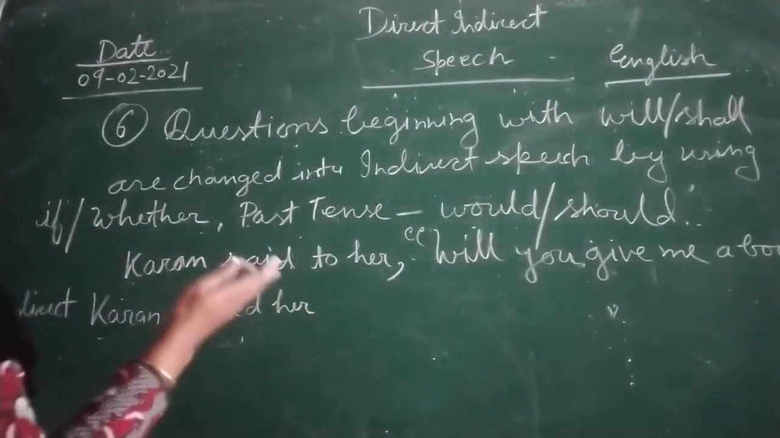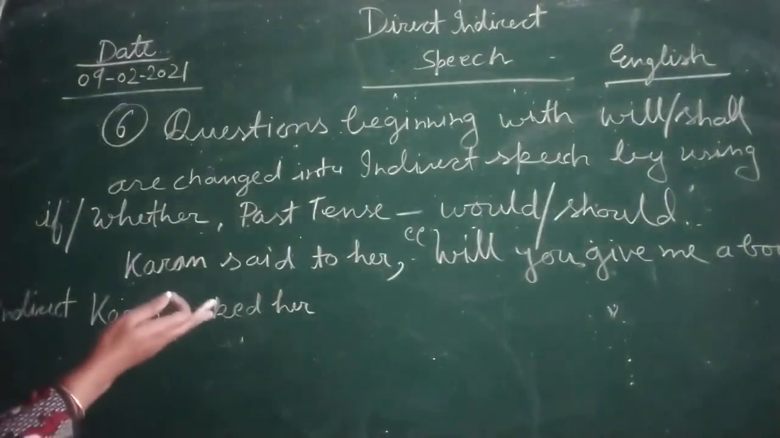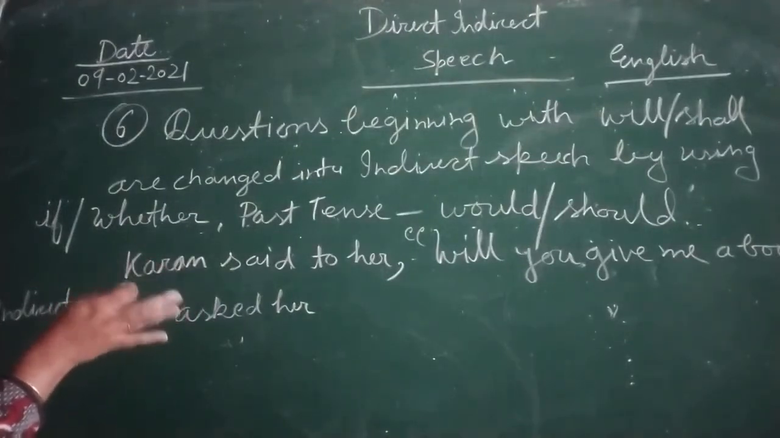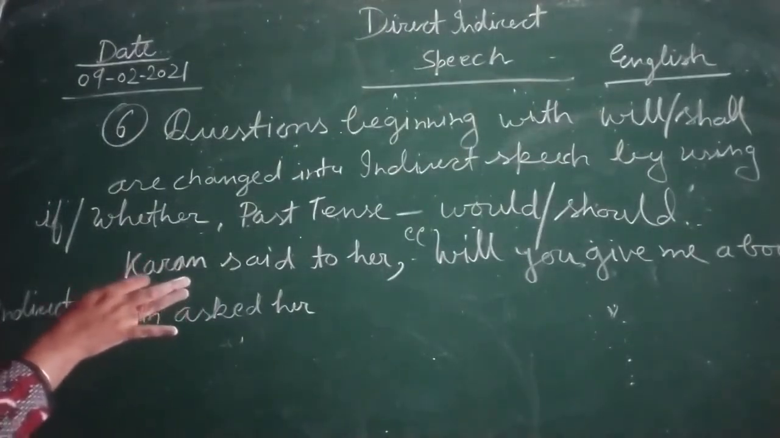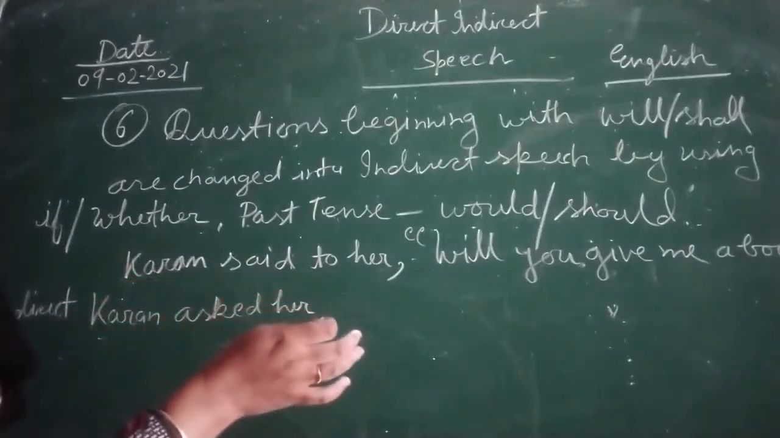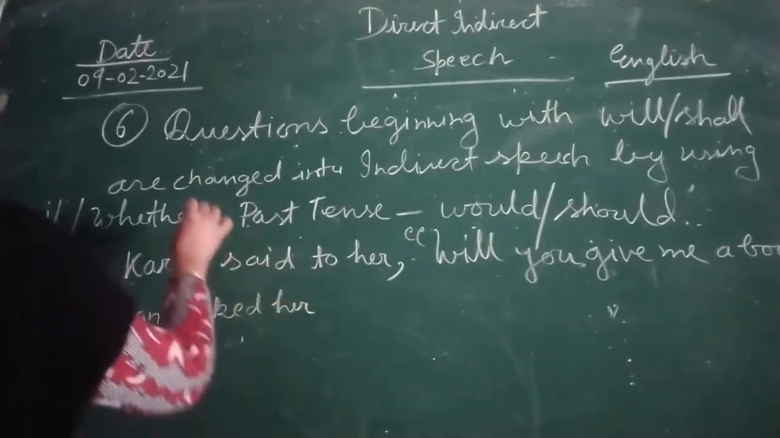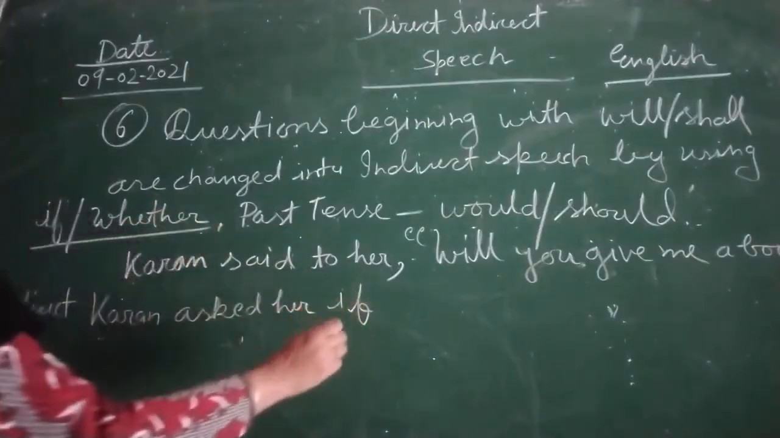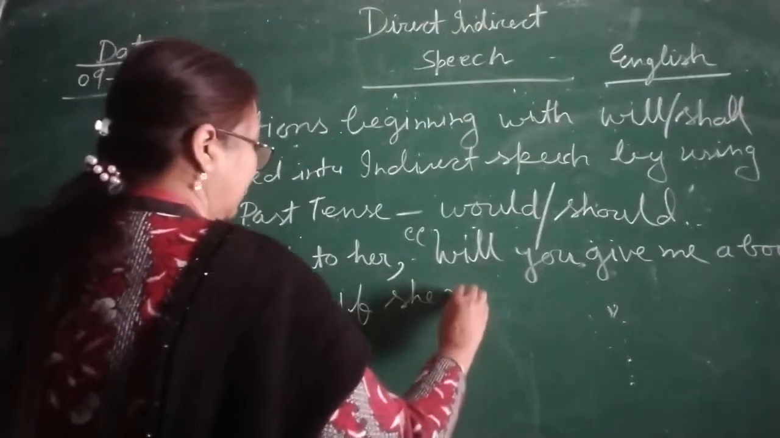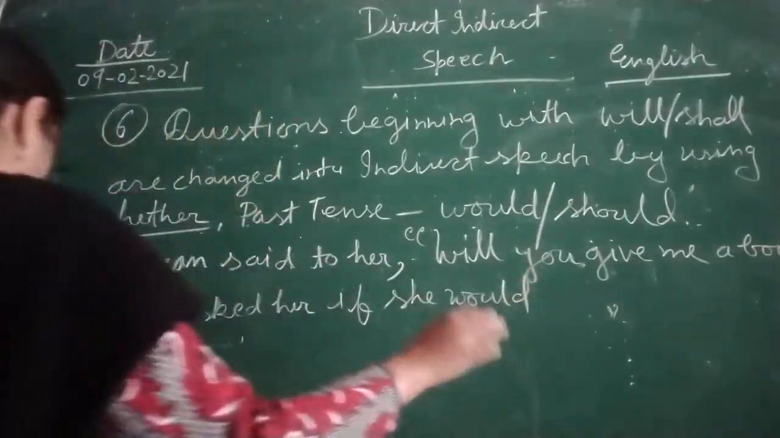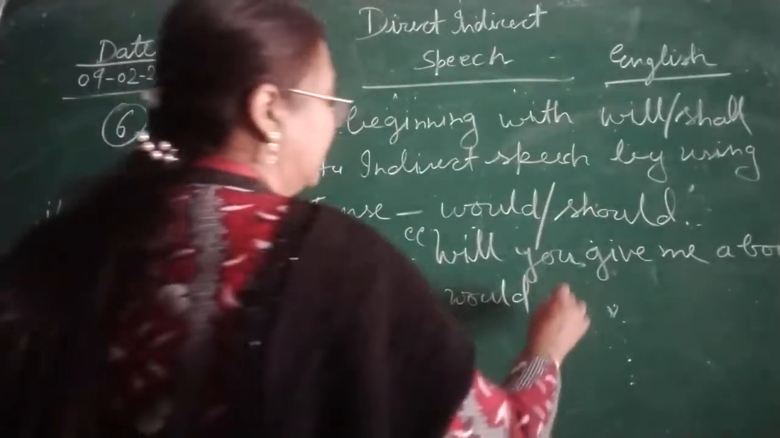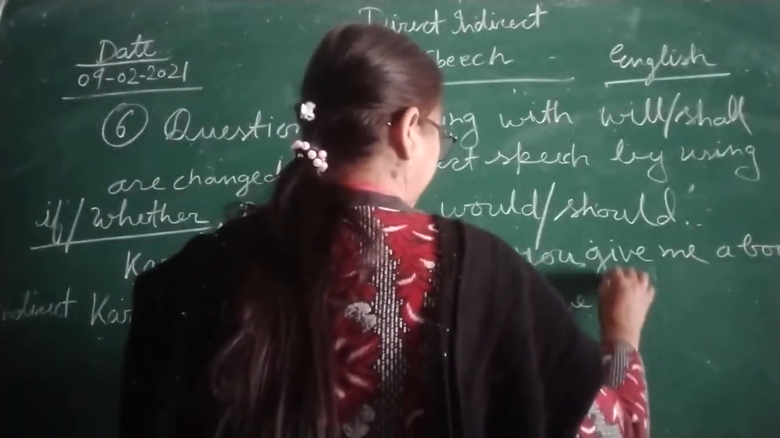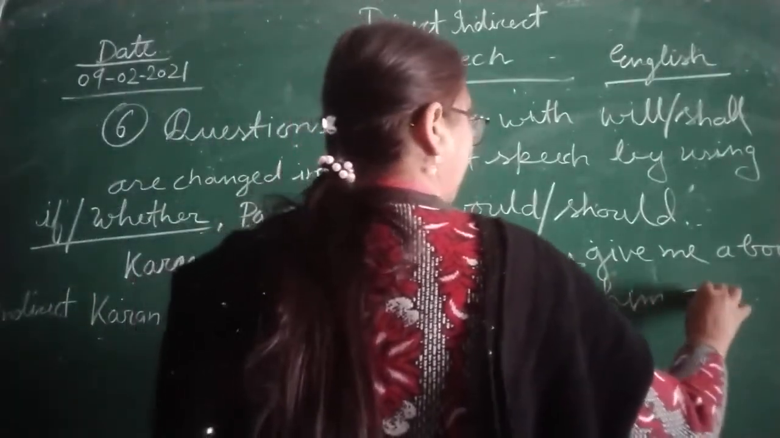What did he ask? Will is there, so we will use whether and if. Okay, whether and if, and after that will and shall change into whether and if. So we will write over here: if she would give him a book.